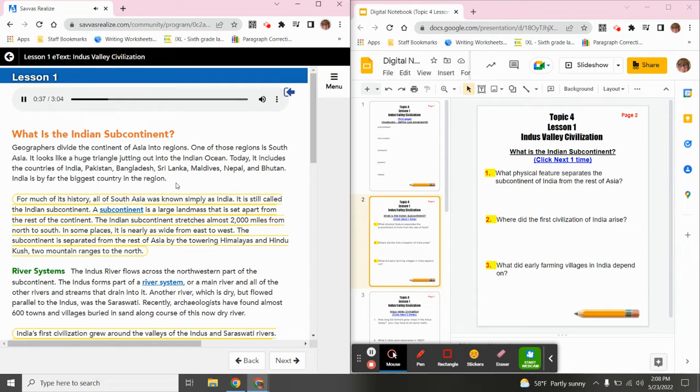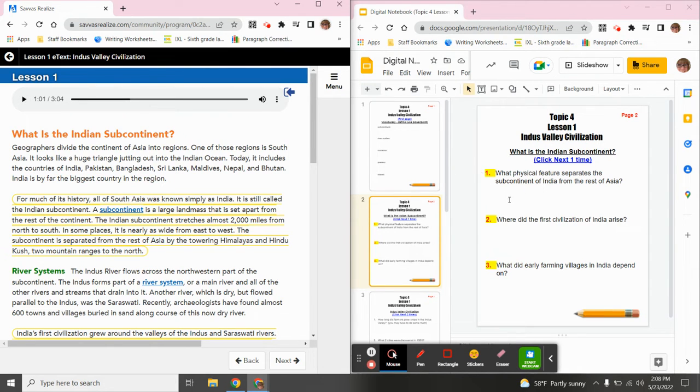A subcontinent is a large landmass that is set apart from the rest of the continent. The Indian subcontinent stretches almost 2,000 miles from north to south. In some places, it is nearly as wide from east to west. The subcontinent is separated from the rest of Asia by the towering Himalayas and Hindu Kush, 2 mountain ranges to the north. Number 1 on page 2 of your digital notebook.